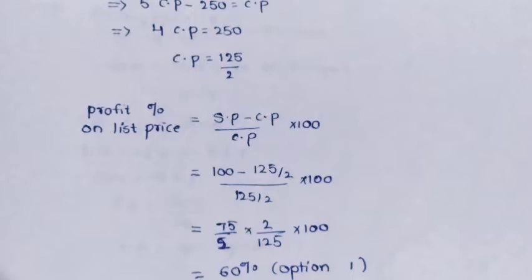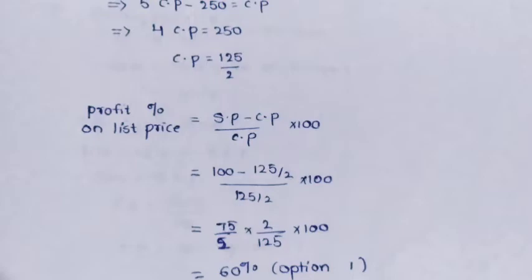So here the selling price is 100. We have already found out the cost price, that is 125 divided by 2. So substituting those values, we get the profit percentage as 60, which is option number 1. I hope you have understood this solution also.